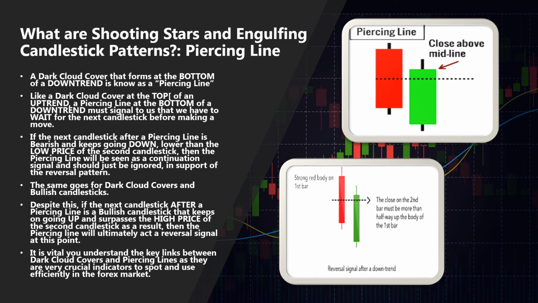If the next candlestick after a piercing line is a bearish candlestick that goes down and goes lower than the close price of the second candlestick, then the piercing line you have is a continuation signal, or it has to be ignored as a reversal pattern. But if the next candlestick after a piercing line is a bullish candlestick that keeps on going up and preferably goes higher than the high price of the second candlestick in the piercing line, then the piercing line is a reversal signal.